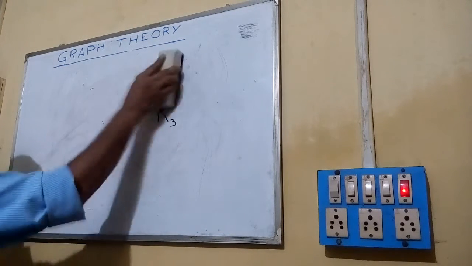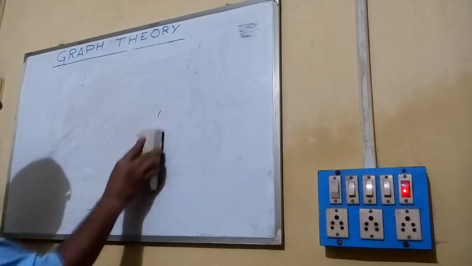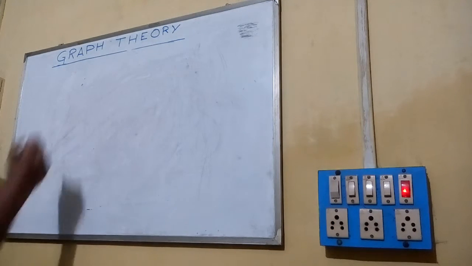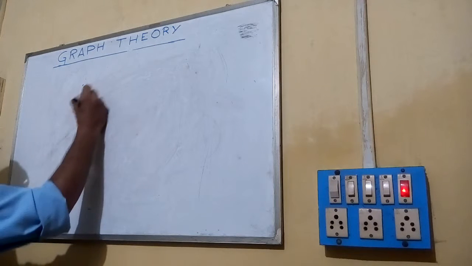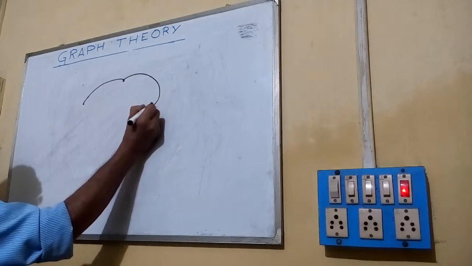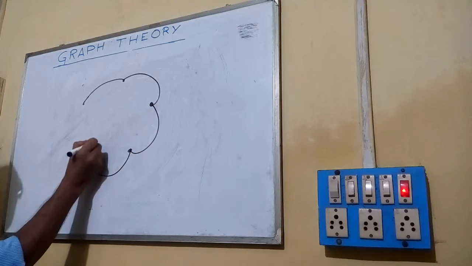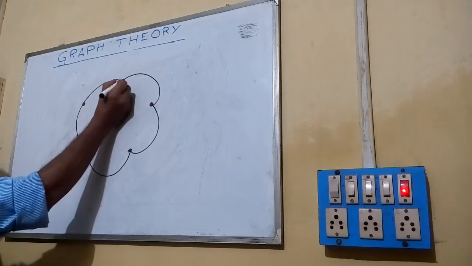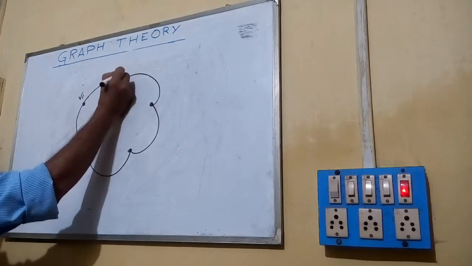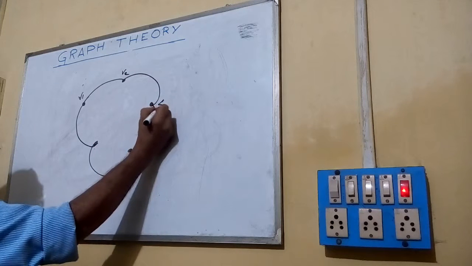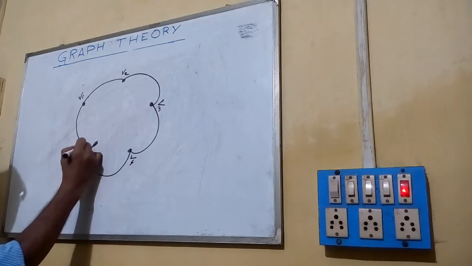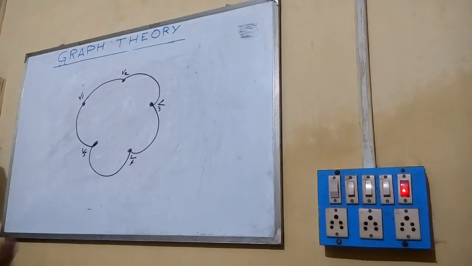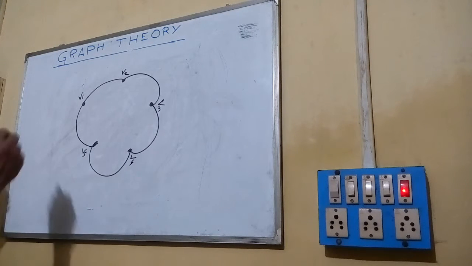Now we will discuss cycle. What is a cycle? If we are drawing an edge here, here, then here, then here, and then here, this is called a cycle, irrespective of its shape. So V1, V2 is there, V2, V3 is there, V3, V4 is there, V4, V5 is there, and V5, V1 is there. So this type of graph is known as a cycle.